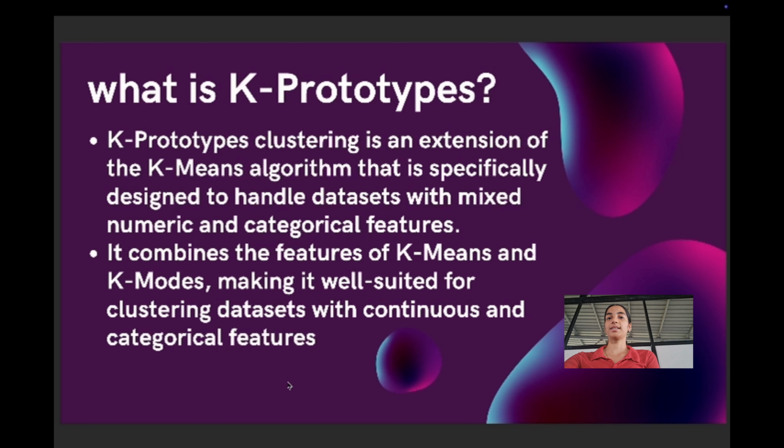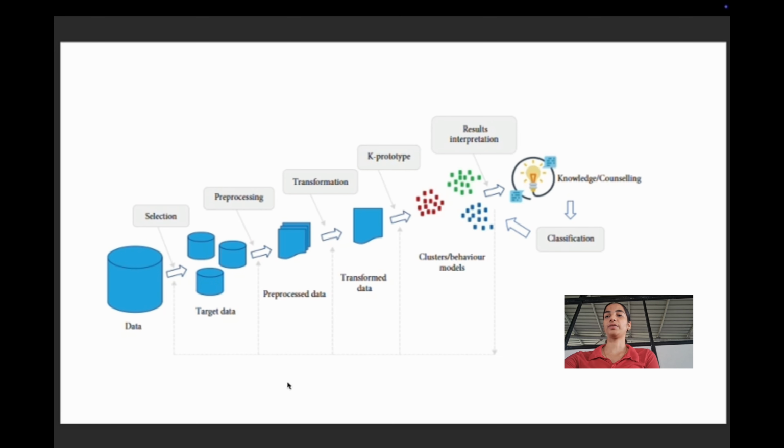K-prototype clustering is an extension of the K-means algorithm that is specifically designed to handle datasets with mixed numeric and categorical features. It combines the features of K-means and K-modes, making it well suited for clustering datasets with continuous and categorical features. This is the workflow of the algorithm.